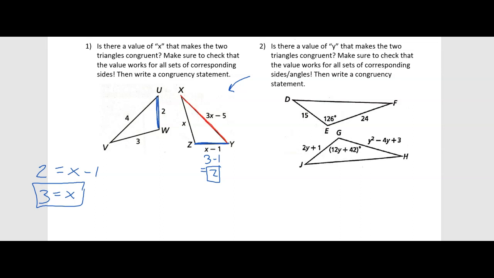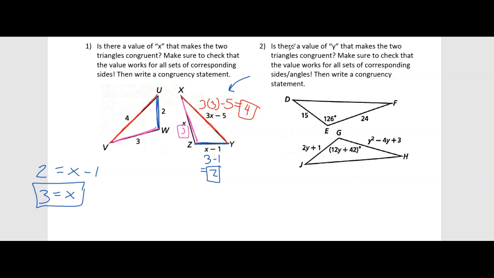Let's look at these 2 sides. Okay, if I have 3 times 3 minus 5, well, that's 9 minus 5, which is equal to 4, which works. Let's check our last set of sides. Well, I know that x is equal to 3, right? So I don't have to do any work. I just substitute that right in, and both sides are equal to 3. So that value for x, x equals 3, is going to work here.